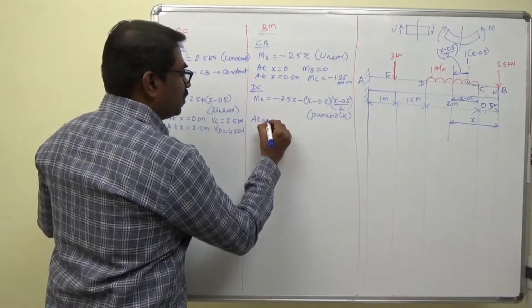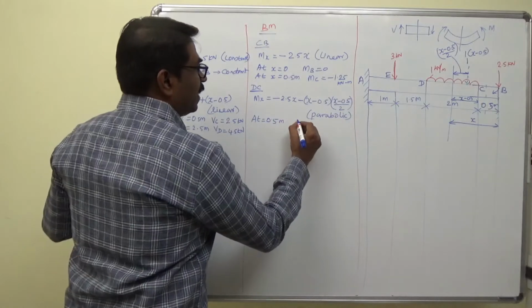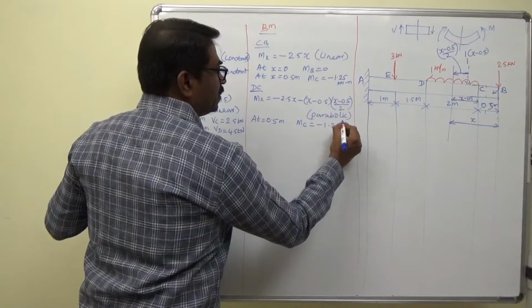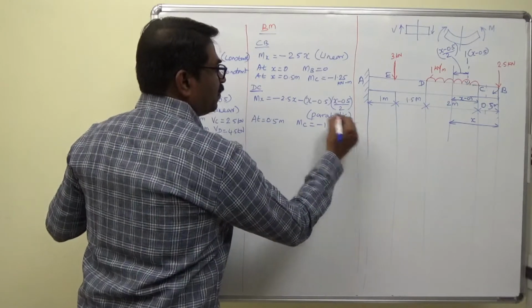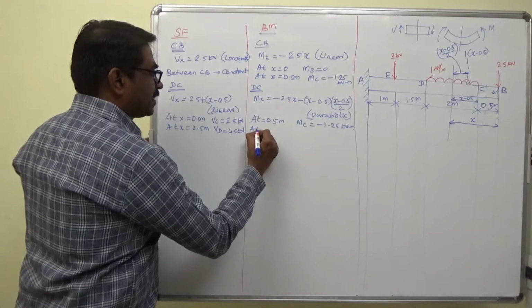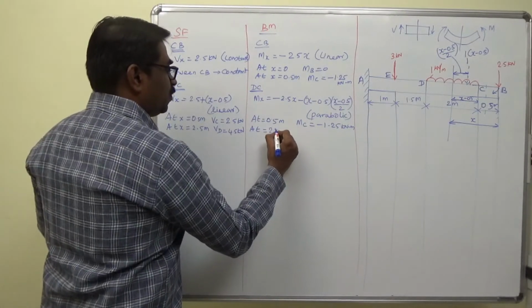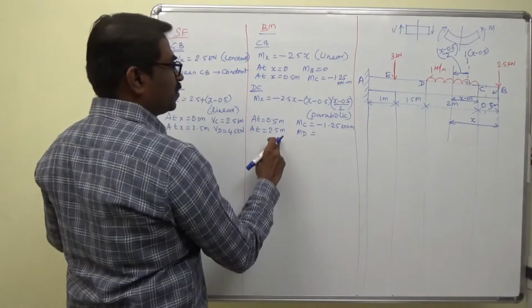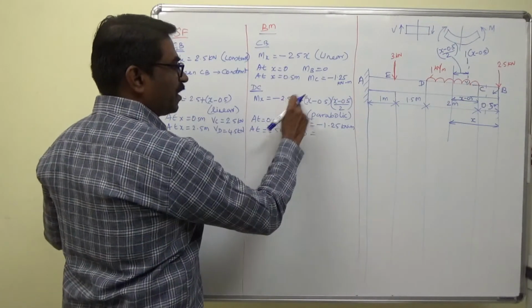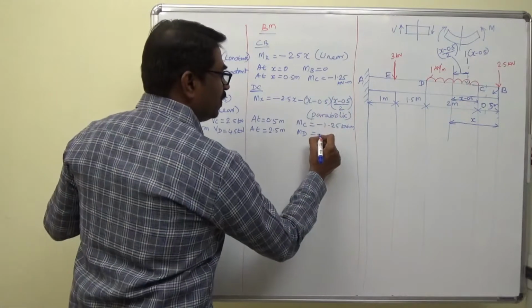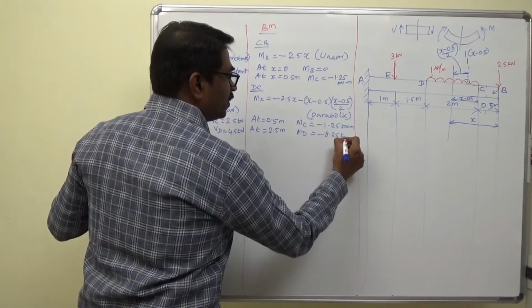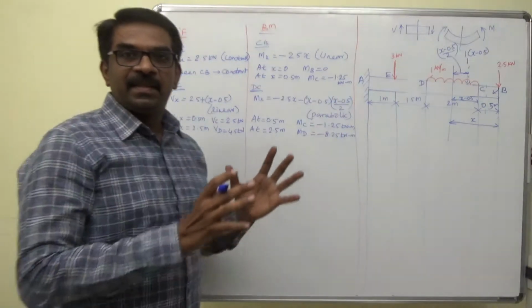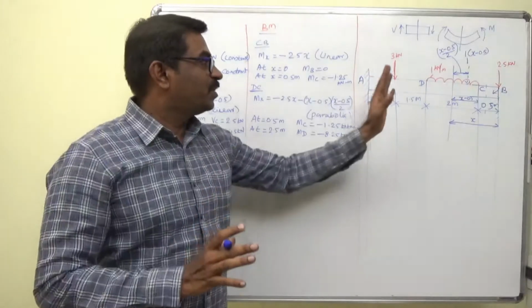Now I am going to substitute the boundary conditions. At x equal to 0.5 meter, I am at C, so MC is minus 1.25 kilonewton meter. At x equal to 2.5 meter, I am at D. If you substitute 2.5 in each place, you will get 8.25 kilonewton meter. I have obtained the shear force and bending moment for two segments.